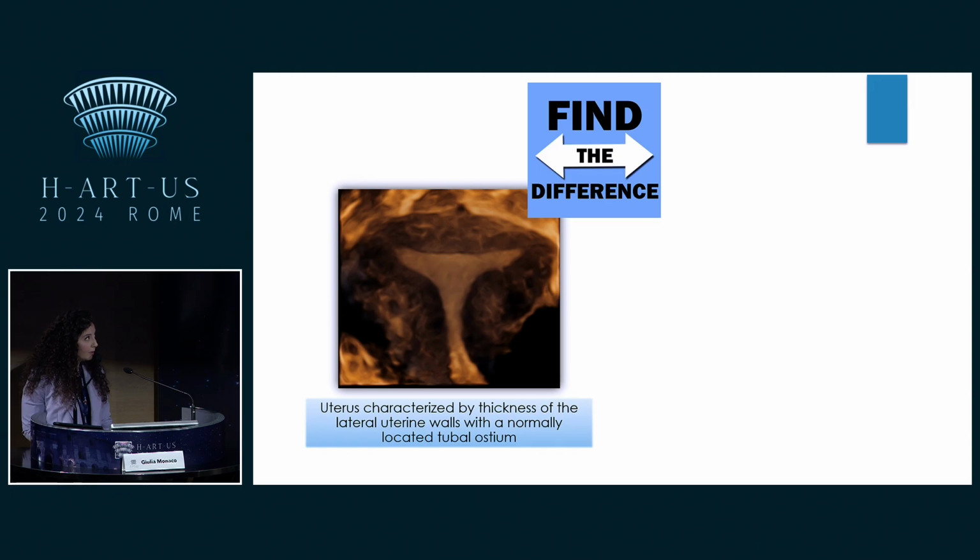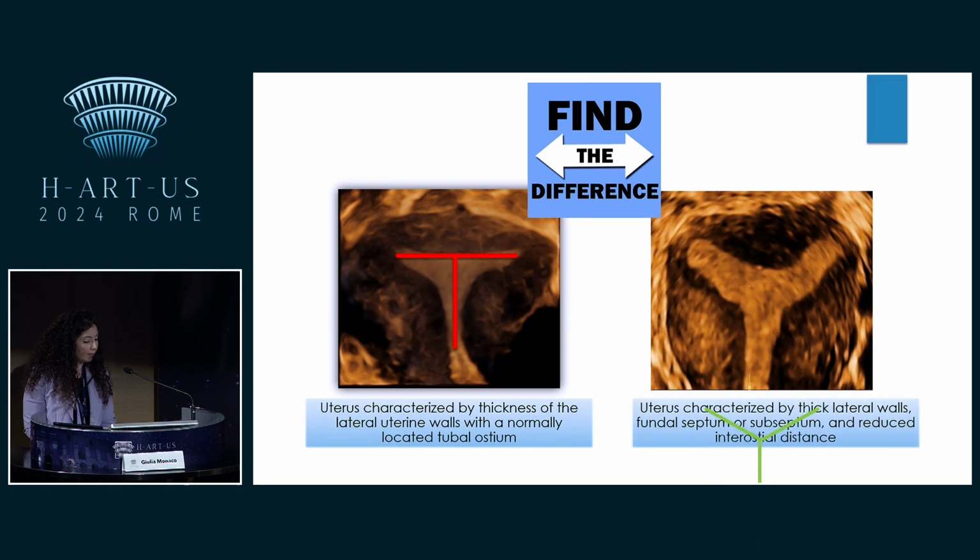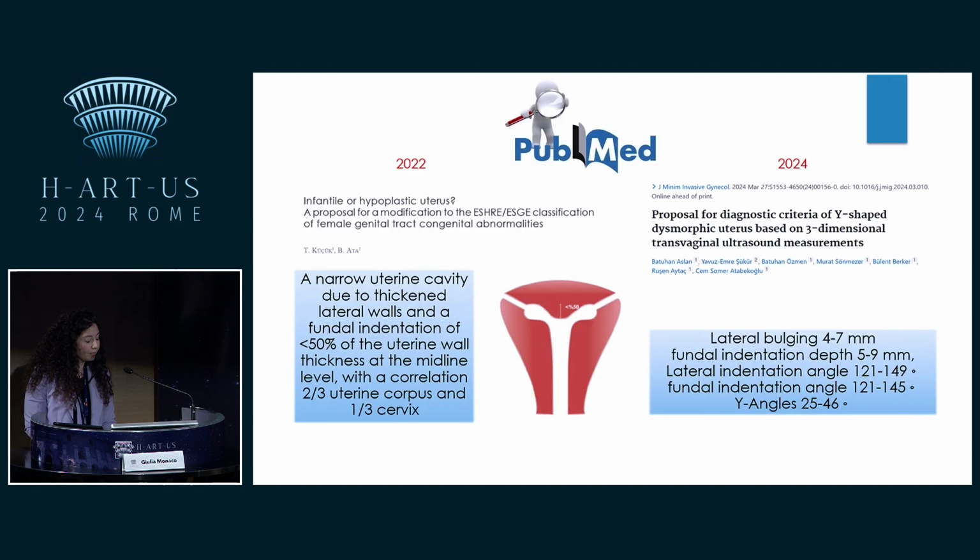So, we talked about T-shaped. That is a uterus characterized by thickness of the lateral uterine walls with a normally located tubal ostium. And we have to differentiate this type of dysmorphic uterus from the Y-shaped. That is a uterus characterized by thick lateral walls, fundal septum or subseptum, and reduced interostial distance. We know that Y-shaped is also an ill-defined entity.